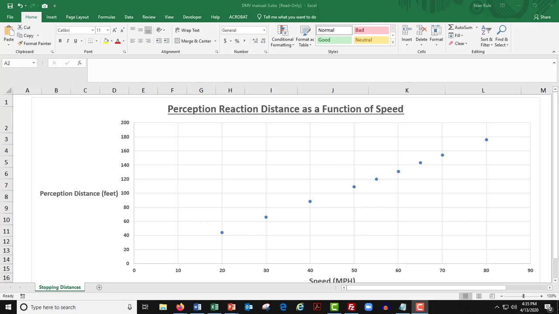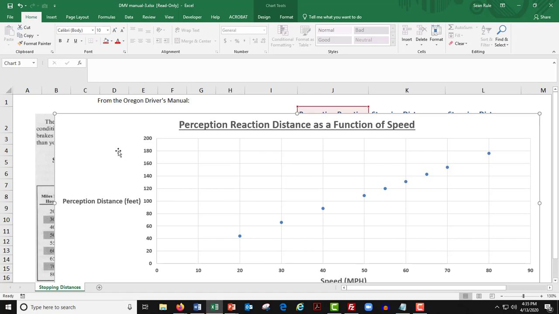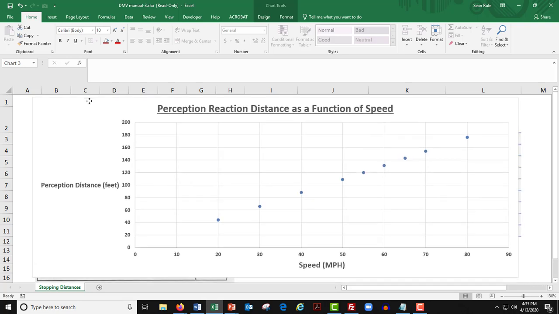Okay, everybody. Now, we've got the scatter plot together, which means we can see the interplay of the speed variable and the perception distance variable. And you might have noticed something when you look at them. You might have noticed that it looks like they're kind of progressing in a straight line.